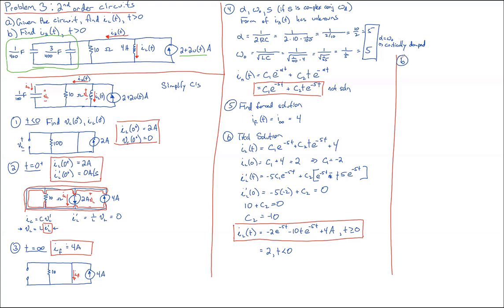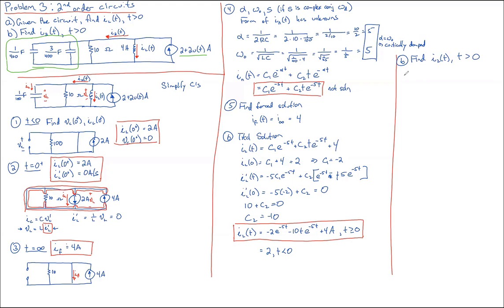Okay, so part B says find I sub 2 of t for time greater than 0. We could do the exact same approach to find I sub 2. Step 1 would stay the same. Step 2 would be different because now instead of finding I sub L and I sub L prime, we'd find I sub 2 and I sub 2 prime. But instead, there's a much smarter way to do it. Take a look at the original circuit and see if we can find a relationship between I sub 2 and I sub L, since we just did a lot of work finding I sub L.